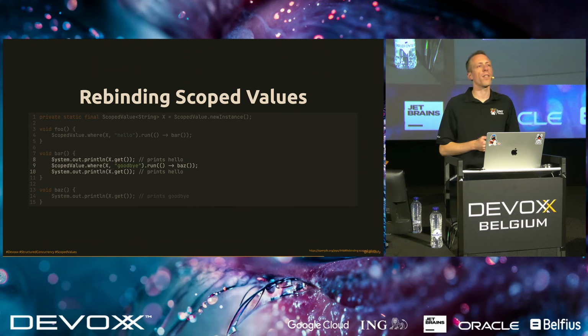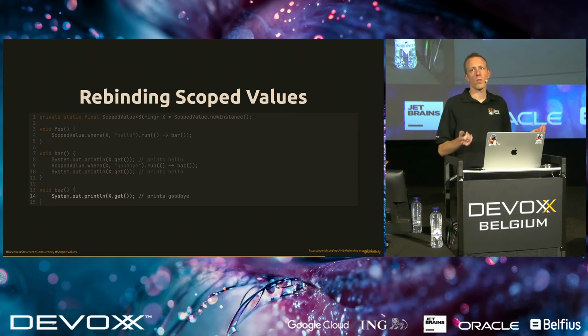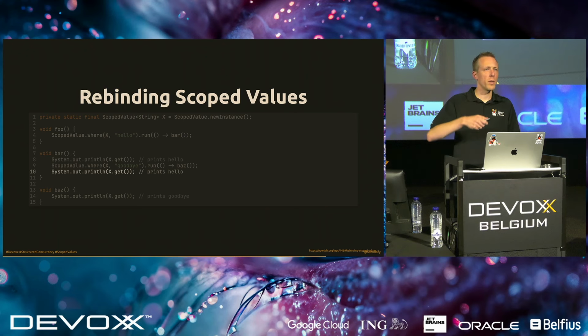So when we do x.get on line 8 and x.get on line 10, it prints hello. But in between, we bind a different value to the same scoped value key. We bind the string goodbye to the scoped value x for the scope of the bas method, which is this one. That means for the scope of the bas method, it won't print hello, but it will print goodbye. So it can be rebound, but it doesn't mean that it's mutable. It's just a different value for a tighter scope. And you can see when it returns to the scope above, it will still have the old value that it had before. So that's one thing that you can do with scoped values.